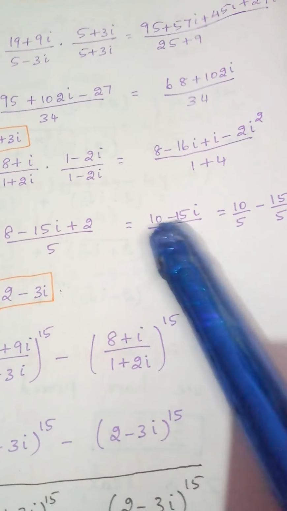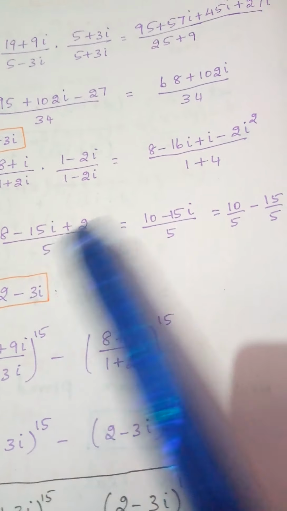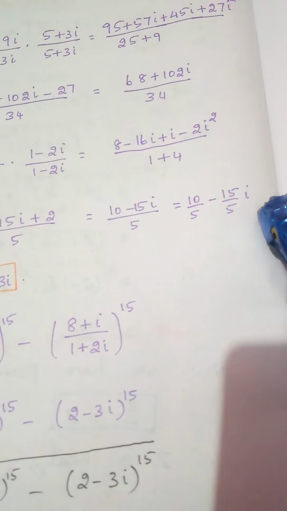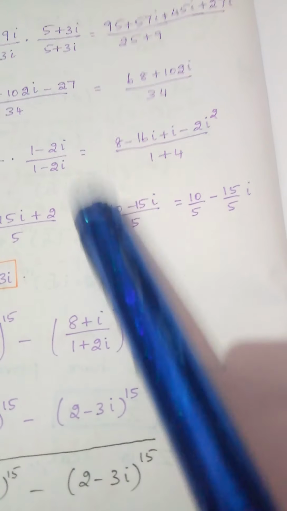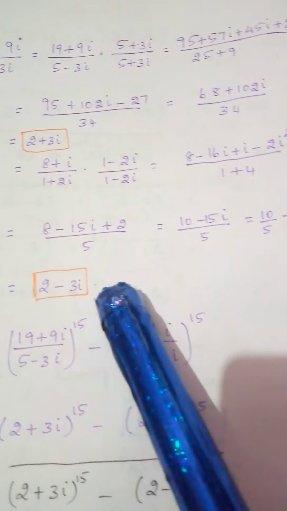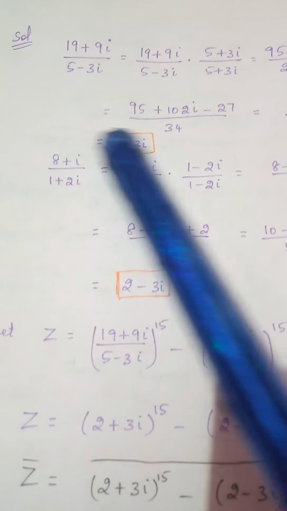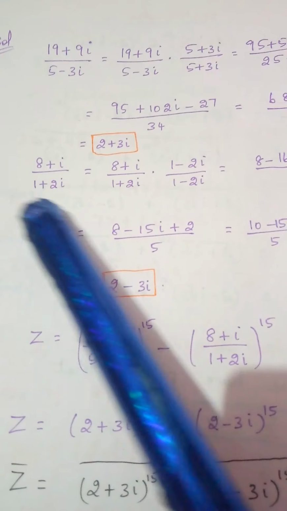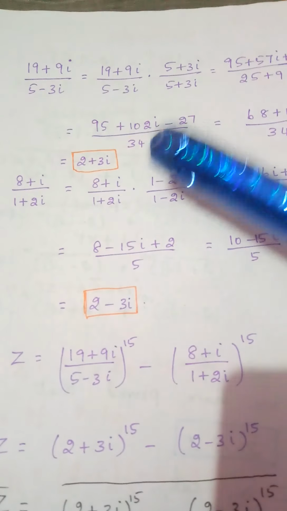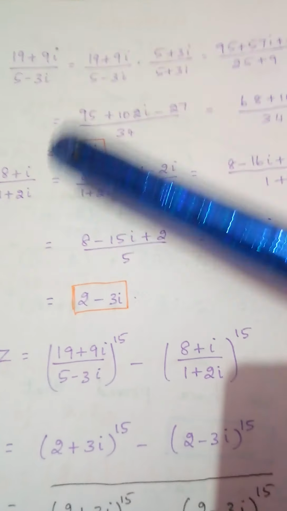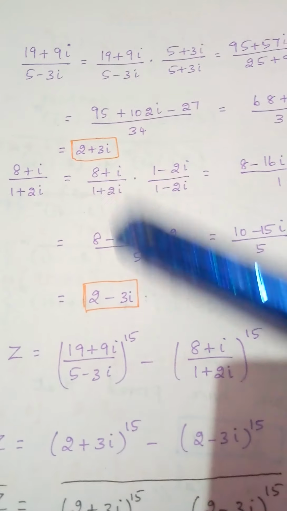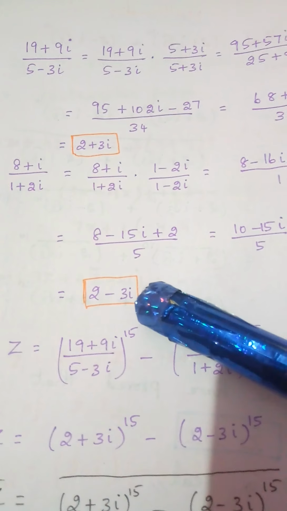8 plus 2 is 10, minus 15i as it is, by 5. Splitting this into two, 10 by 5 minus 15 by 5i. Or otherwise you can cancel like this: 5 2s are 10, 5 3s are 15. So 2 minus 3i is the answer for (8 plus i) by (1 plus 2i). So in the question we have taken the first term and simplified it as 2 plus 3i, and the second term and simplified it as 2 minus 3i.